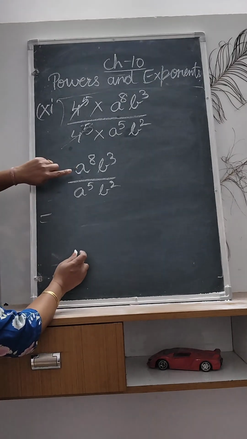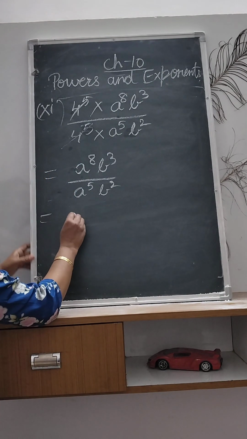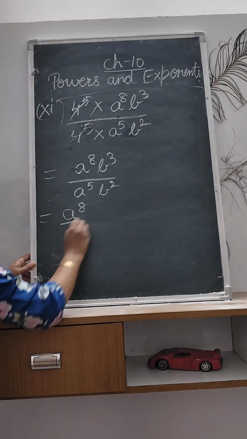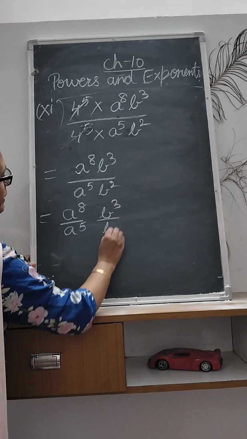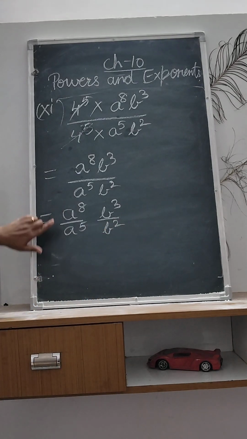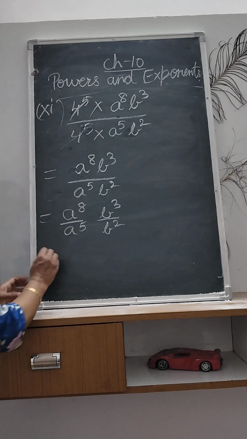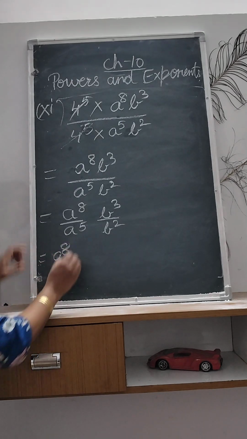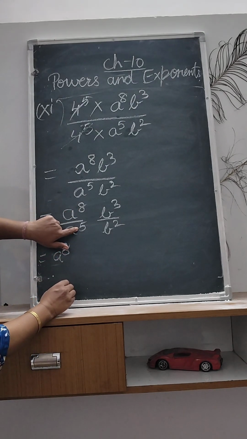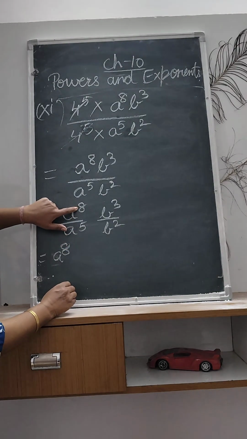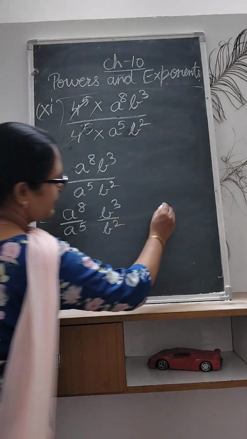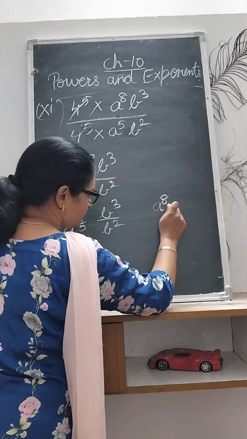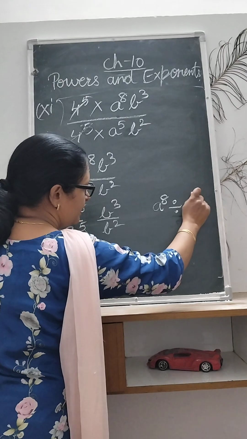Now, if you see a raised to power 8, a raised to power 5, you can separate them. You can write this way: b raised to power 3, b raised to power 2. Now, it is written in fraction form. So, you can write a raised to power 8, and it is division. a raised to power 8 upon a raised to power 5 means they are dividing.